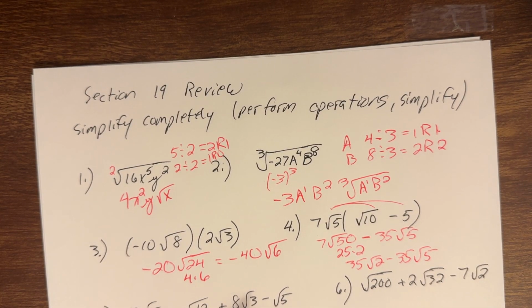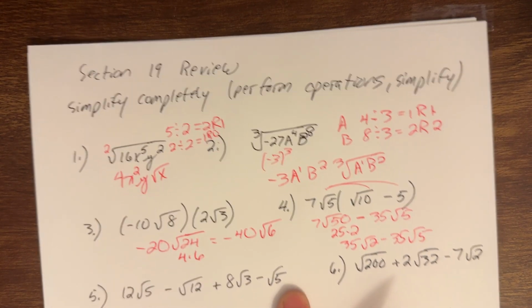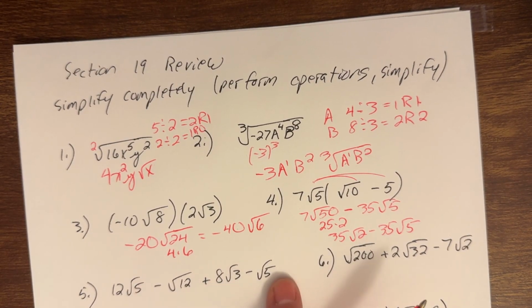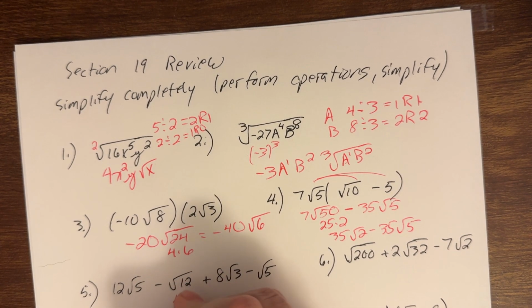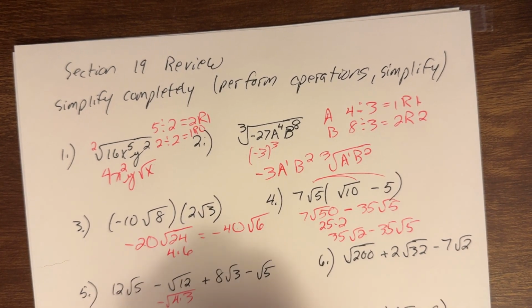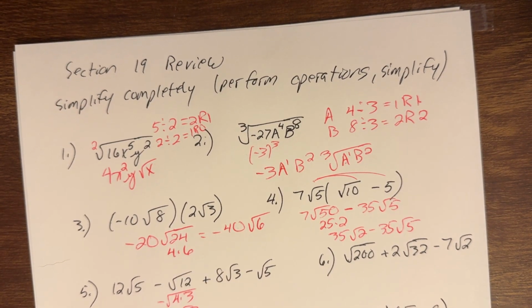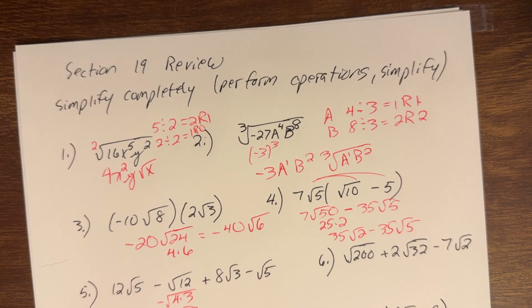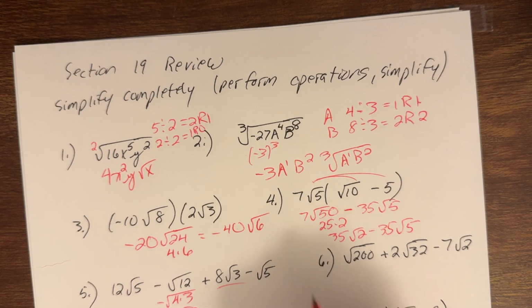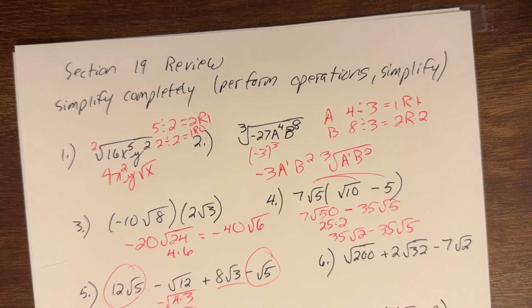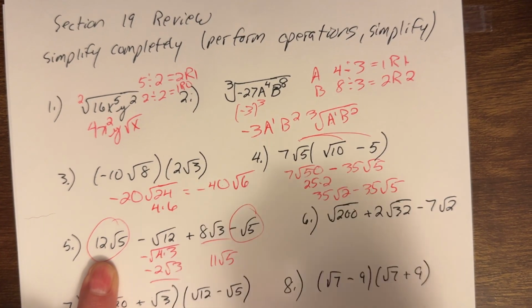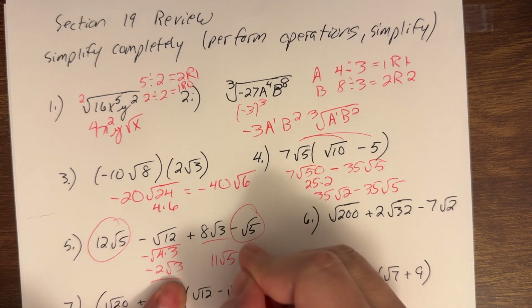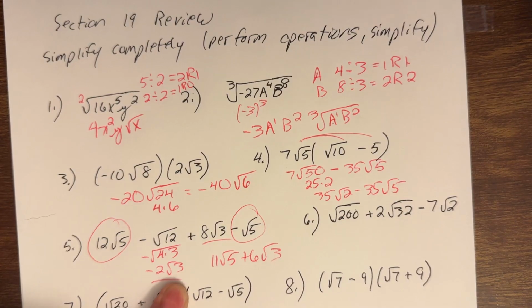Number 5, addition, subtraction. I do see some like terms here, but I'm going to focus here first. I'm looking to simplify. I see 12 is 4 times 3, so that became minus 2 radical 3. Now I see, okay, I've got like terms here and here, and I also have like terms here and here. These two, I'm getting an 11 radical 5. These two, I'm getting a plus 6 radical 3.